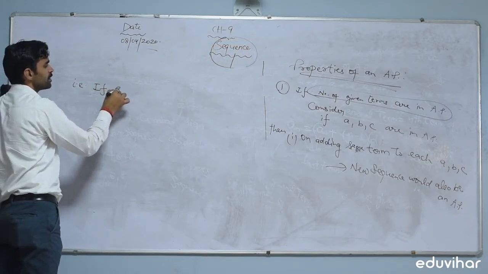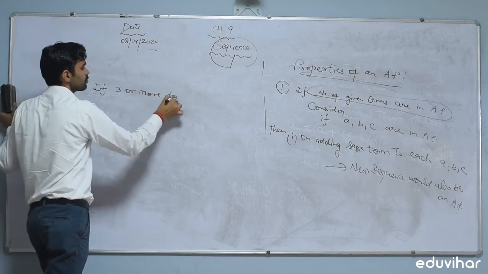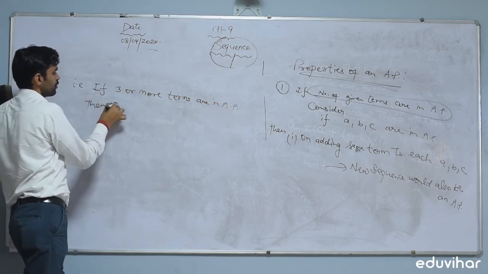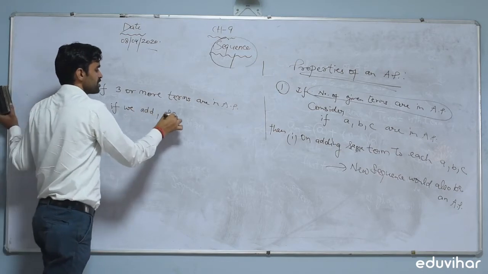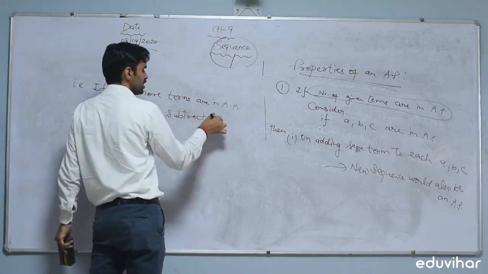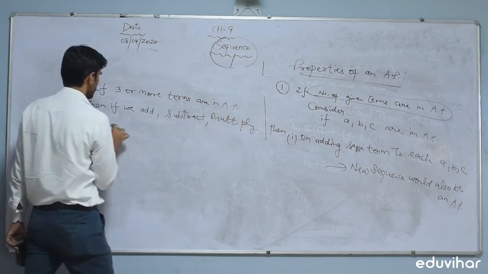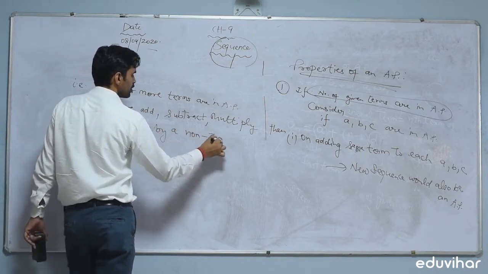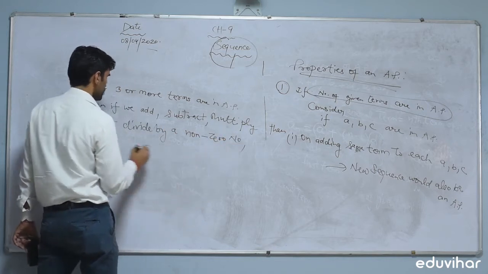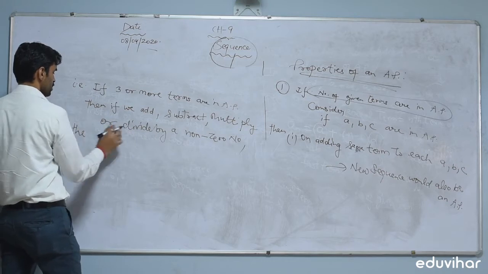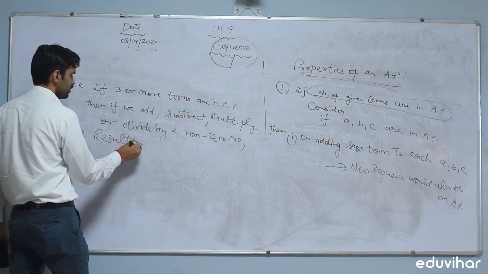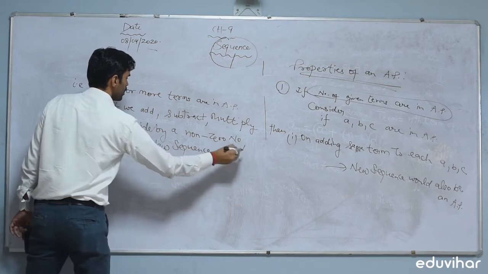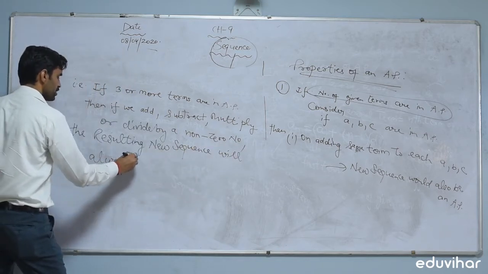That is, if three or more terms are in AP, then if we add, subtract, multiply or divide by a non-zero number, the resulting new sequence will always be an AP.